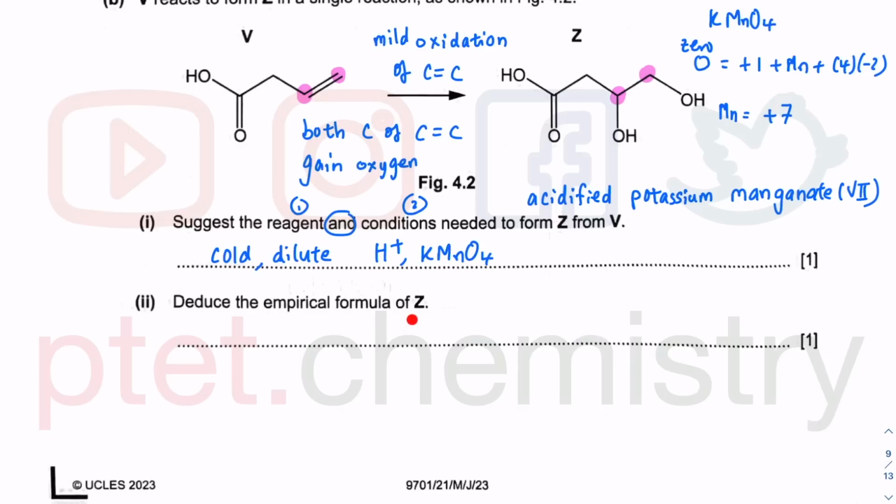Now determine the empirical formula of Z. You have to work out the molecular formula first. In one molecule, how many carbon atoms do you have? Molecular formula is defined as the actual number of atoms in one single molecule. So we've got 1, 2, 3, and 4 carbon. In terms of hydrogen, let me see, what do we have there?